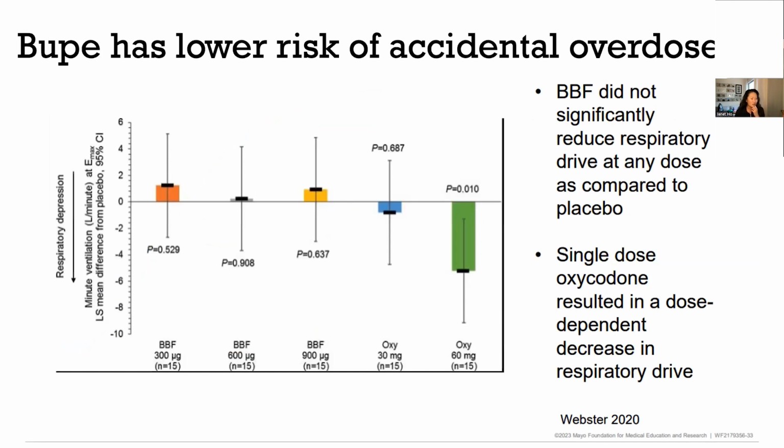This chart is just one study that shows the reduced effect that buprenorphine has on respiratory sedation. BBF is the buccal film, or Belbuca, and they gave different doses from 300 to 900 in the yellow graph, and it shows that there's not really a significant reduction in respiratory drive compared to when they gave 30 milligrams of oxycodone, which is in the blue.